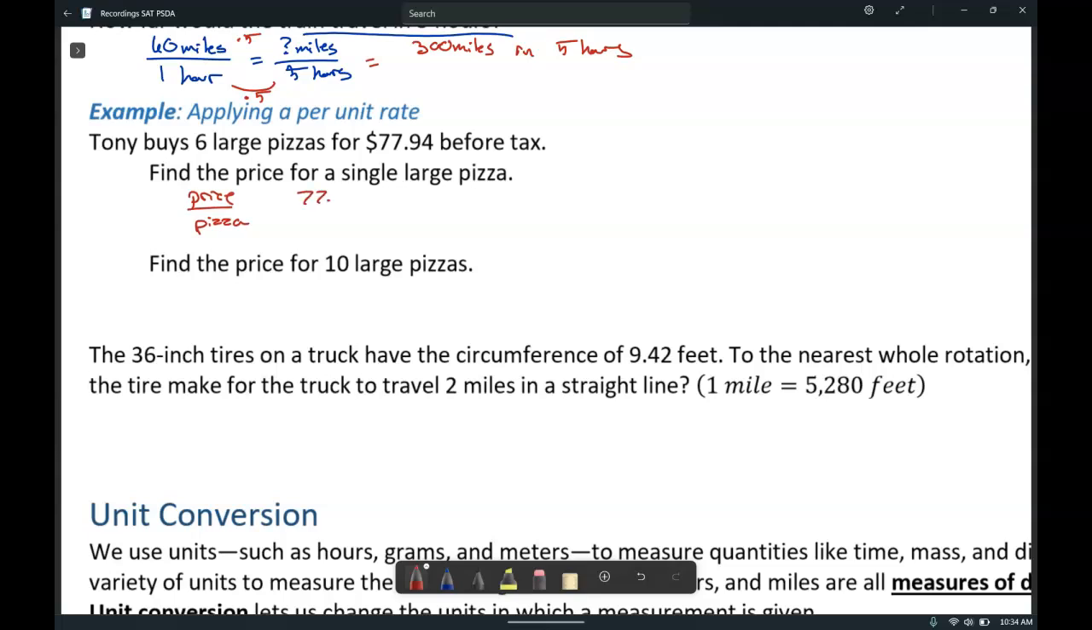So it's $77.94 for 6 pizzas. And so we can do that division, which gives us $12.99 for 1 pizza. So the price is $12.99. Then we can find the price of 10 pizzas. We just take the $12.99 and we multiply it by 10 to get $129.90 for 10 large pizzas.